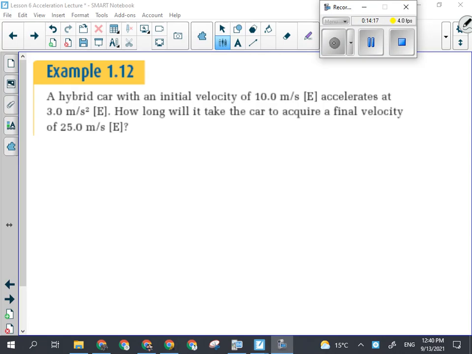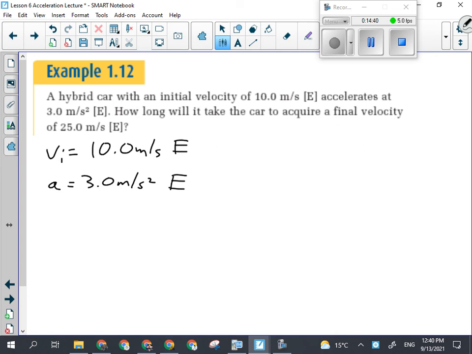First step, write down what we're given. It says a hybrid car with an initial velocity of 10 meters per second east. Right there they gave me VI, 10.0 meters per second east. It accelerates at 3.0 meters per second squared east. So they gave me acceleration. How long will it take, that means find time, to acquire a final velocity of 25 meters per second east? Everything's east, so direction's not going to be a factor here. I don't have to worry about positives and negatives. This is all in a straight line.